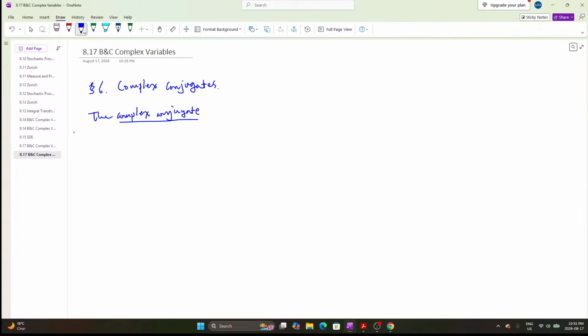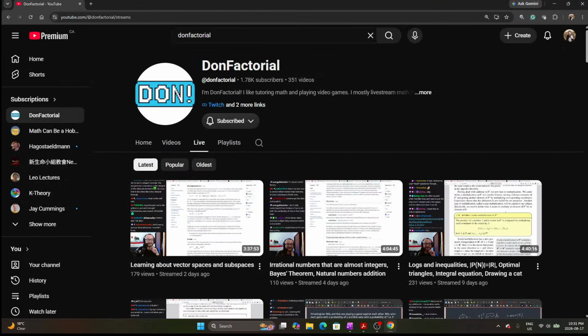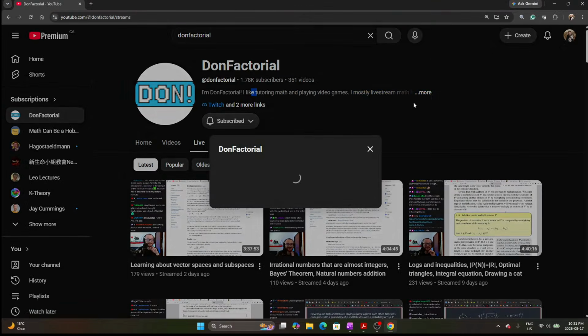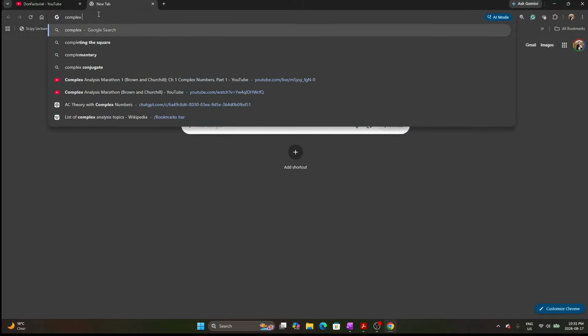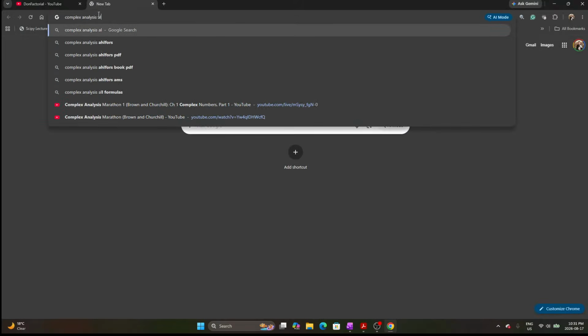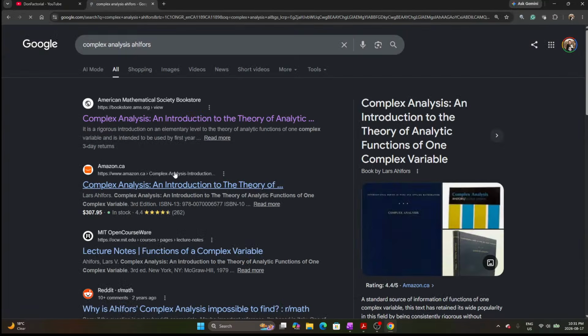Ahlfors probably introduced everything in 1 to 5 in just one section. And actually, I do have my Ahlfors. In case you don't know what I'm talking about, there's a famous textbook called Complex Analysis by Ahlfors. Unfortunately, it has now gone out of print, and the price is absolutely insane if you want to get a physical copy.